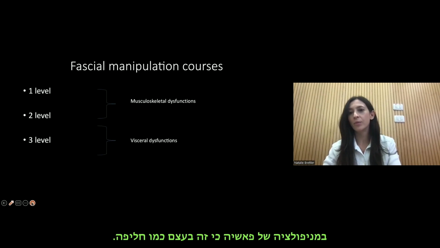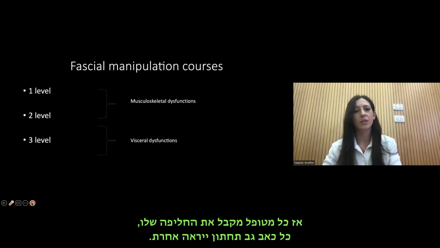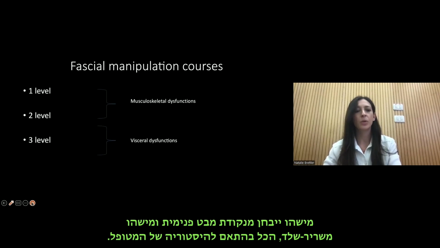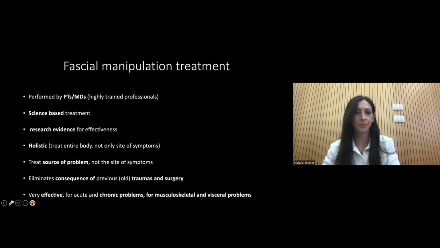And this is something I really love in fascial manipulation because it's actually like a suit. Each patient gets their own suit. Every low back pain will be looked at differently. Someone will be looked at from a visceral perspective and someone from a musculoskeletal one, all depending on the history of the patient.